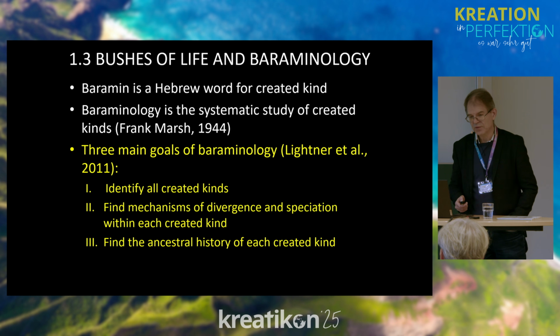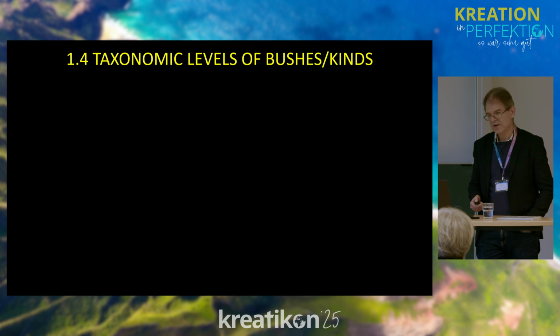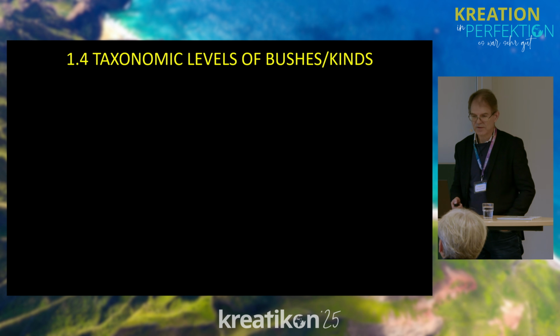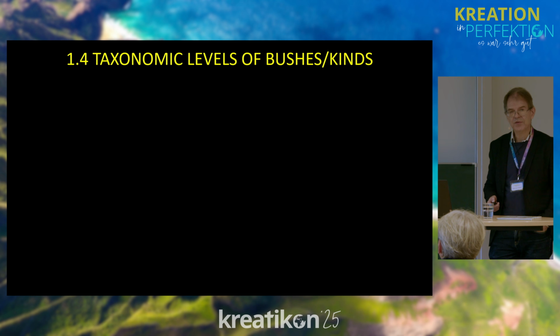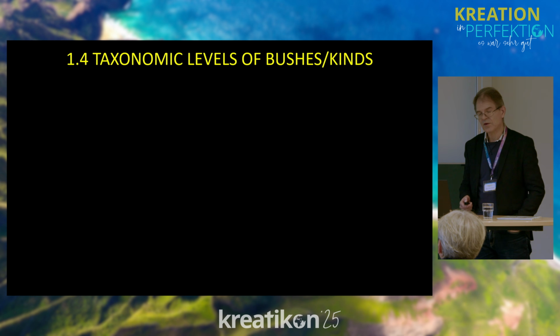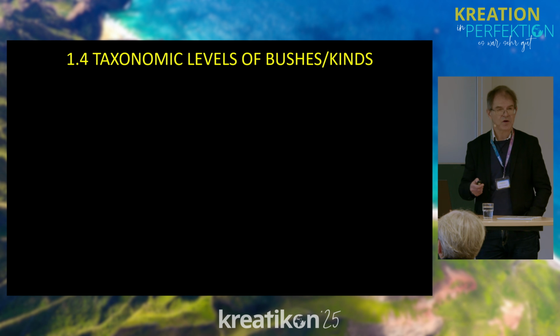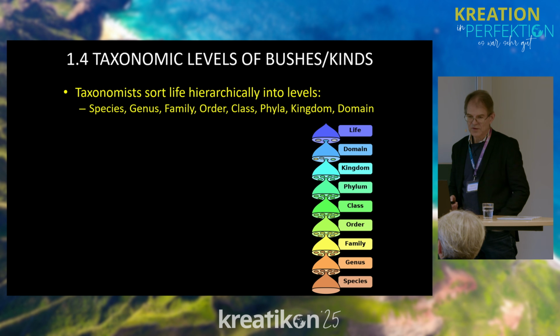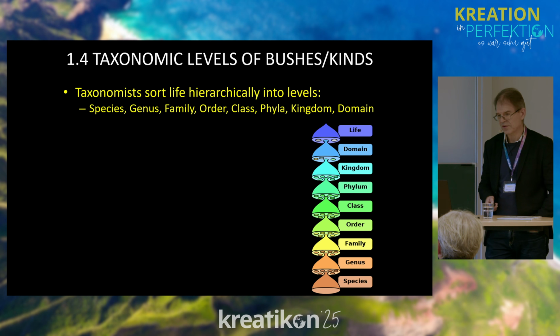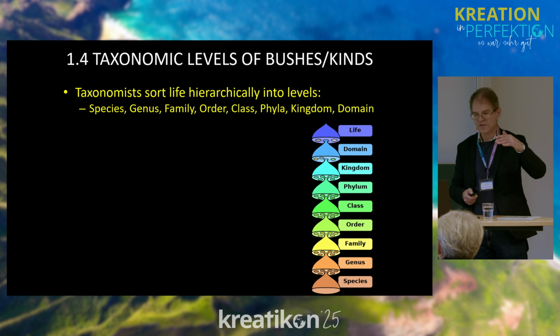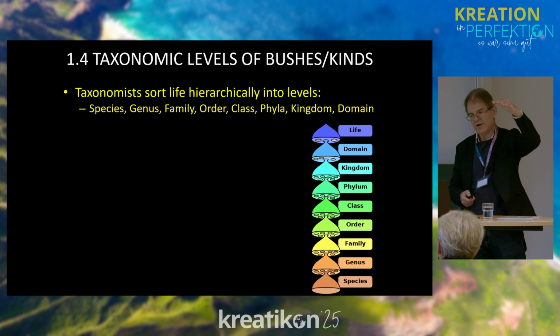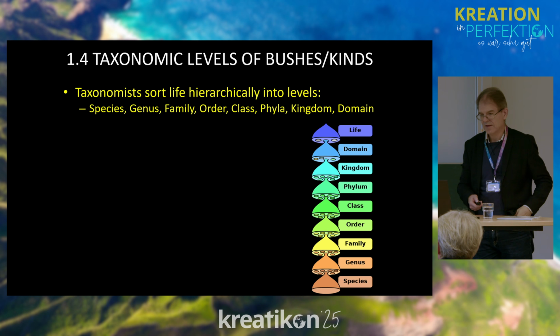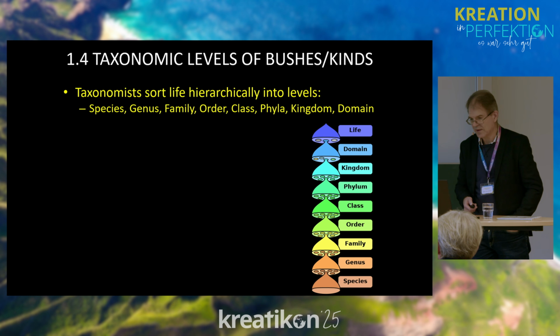And in order to study this, we will actually be helped by taxonomy. Both secular sciences that hold on to the tree of life model and creationists are helped by taxonomy, because in taxonomy you sort life hierarchically into levels. We have species, at the next level the genus, at the next hierarchical level, higher up, family. We have the order, we have the class, phyla, kingdom, and domain.